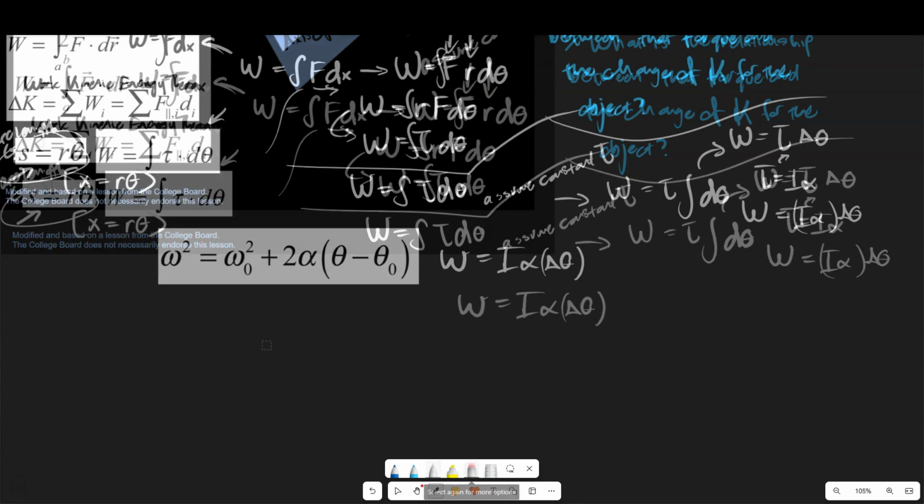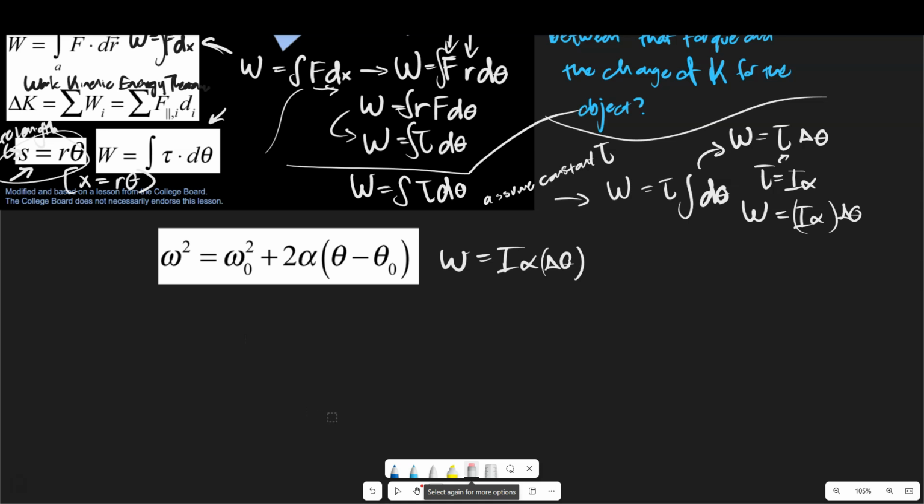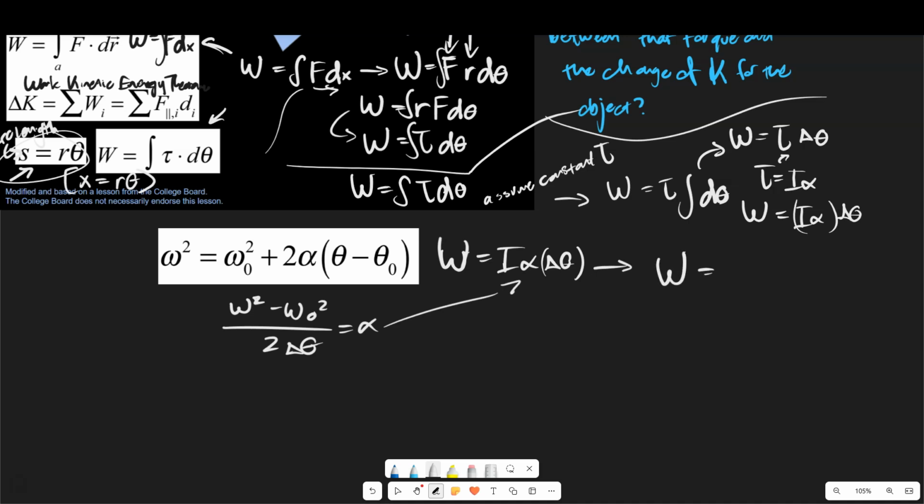One rotational kinematics equation that we have that we can work with, if we end up isolating for alpha, then we can actually plug that in for alpha and see what happens. Now there's a reason for this. We are going somewhere with this, so bear with me just for a moment. We can say work is equal to I, and then this alpha becomes omega squared minus omega naught squared over 2 delta theta, times our delta theta.